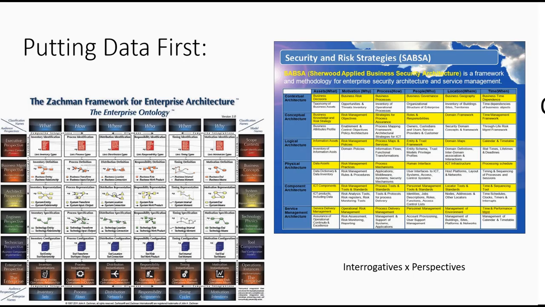Putting data first. I'm trying to show you here that interrogatives versus perspectives gives us 36 buckets of data. The perspectives are like the viewpoints, as I said, and across the top we have the interrogatives. That's who, what, where, when, how, and why. So if you build those 36 buckets and divide your architecture data into them, you have a mechanism to manage the data you are using in your architecture, and you have some idea that that set of data will be complete, comprehensive.